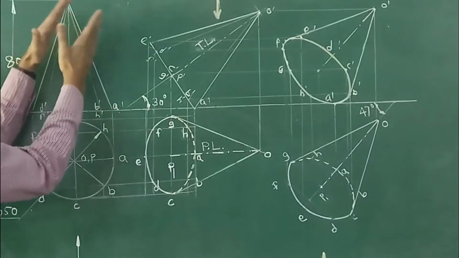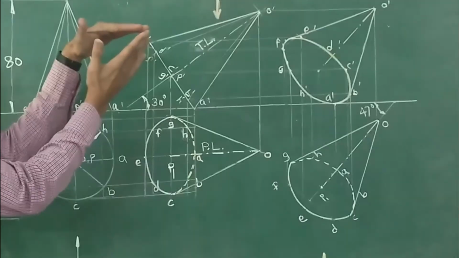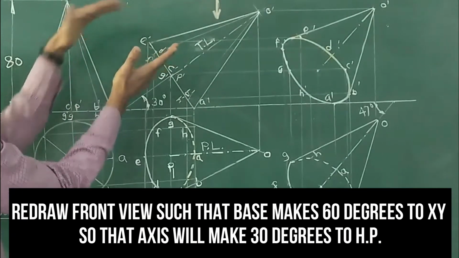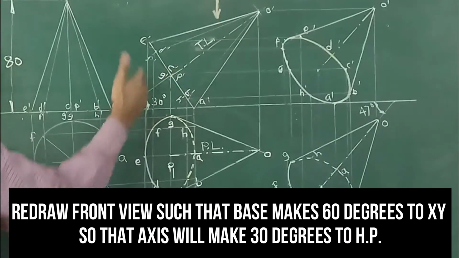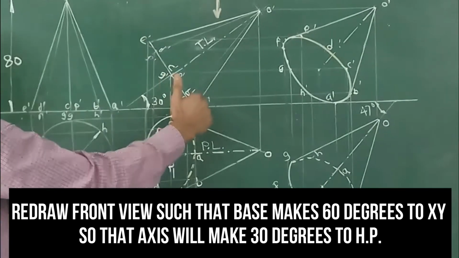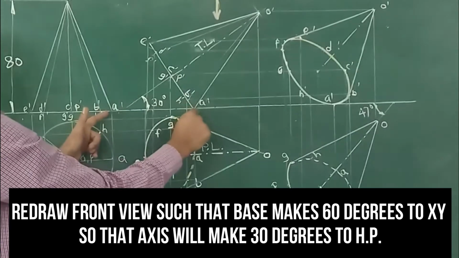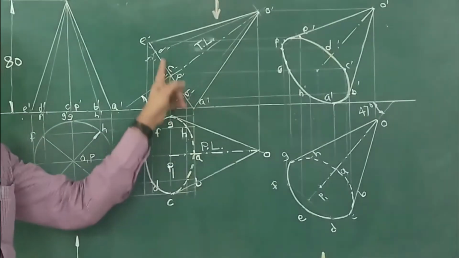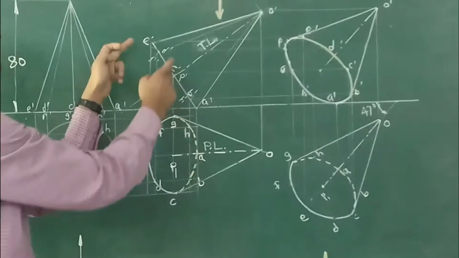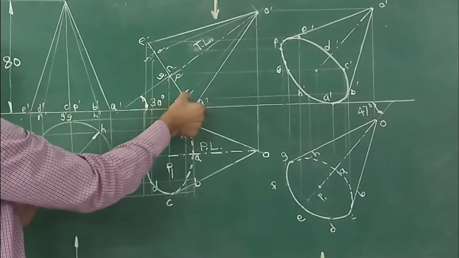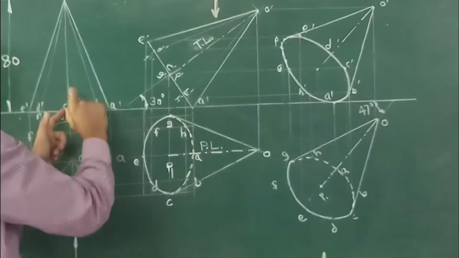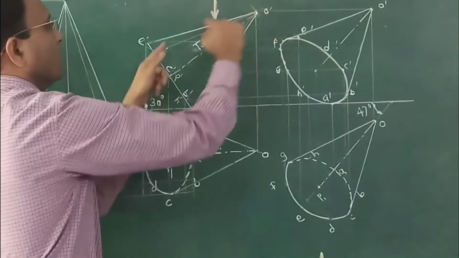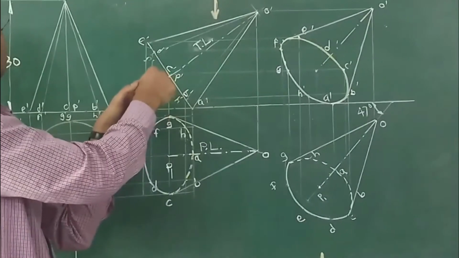Now when the axis makes 30 degrees with the horizontal plane, we have to reproduce this front view such that the axis makes 30 degrees, or the base makes 60 degrees. So here we take point A dash somewhere. Through this draw a line at 60 degrees. This line is drawn at 60 degrees and then points are marked along this at appropriate distance. Then the distance C dash to O dash is taken along this and this particular front view is reproduced.